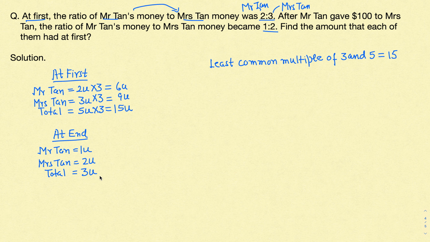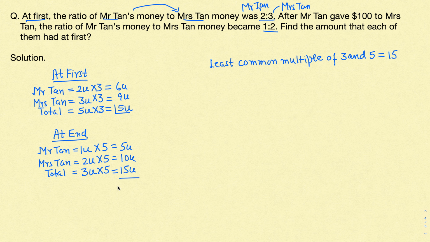Now how do we make 3 units to 15? With what number do we multiply 3 so that we get 15? So obviously it's 5. So we must multiply all the other units, Mr. Tan's and Mrs. Tan's money as well, with 5. So it will give you 5 units, this one will give you 10 units, and this one will give you 15 units. See here, 5 plus 10, 15. So now they are same. You can see here the total at first and the total at the end are same.